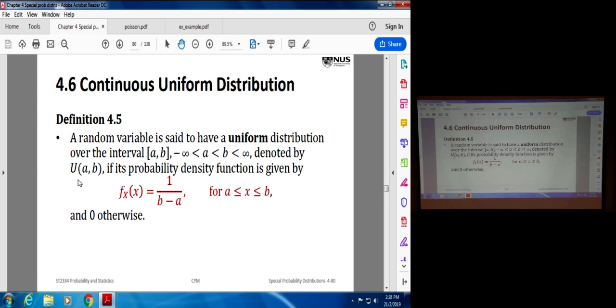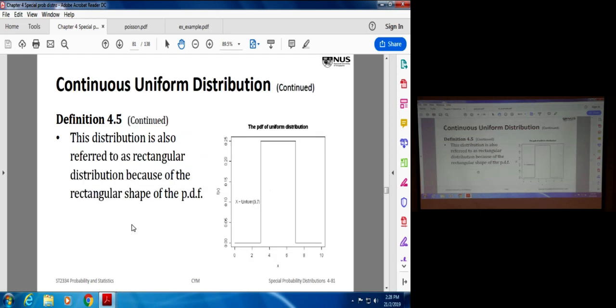Its PDF, probability density function, is 1 over b minus a if x is in this interval and 0 otherwise. So it's very simple. If you look at this example of the PDF of a uniform random variable, I guess it's between 3 and 7. Uniform 3 and 7. So the PDF is basically 1 over 4 here.